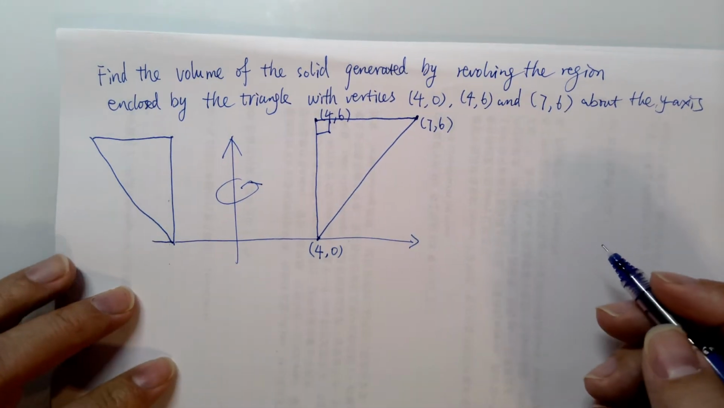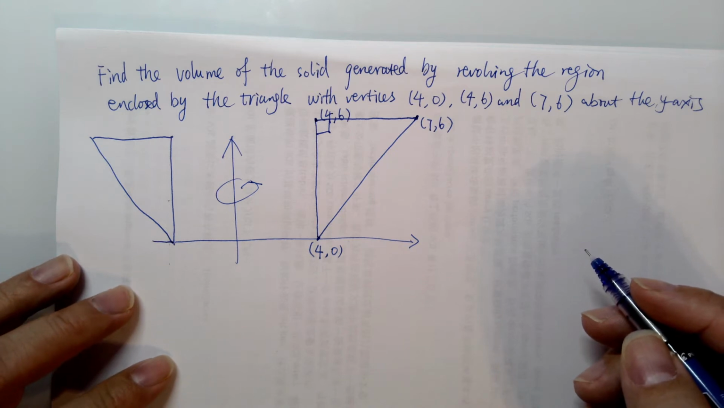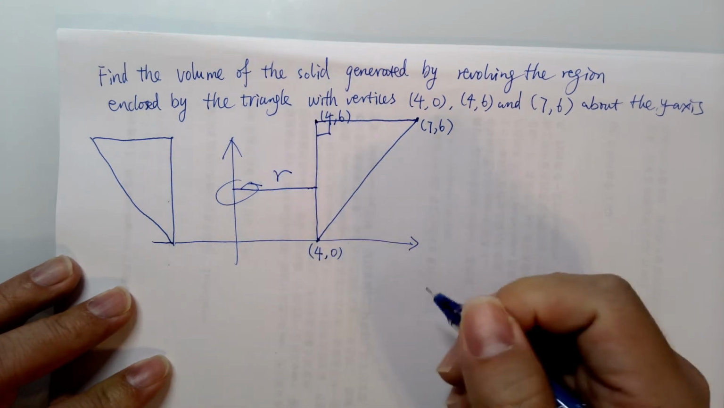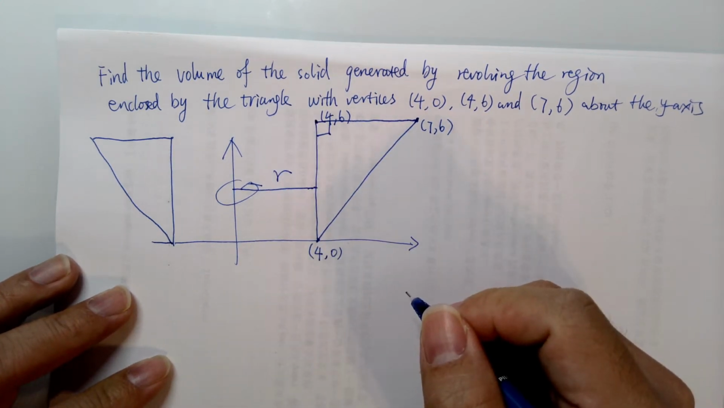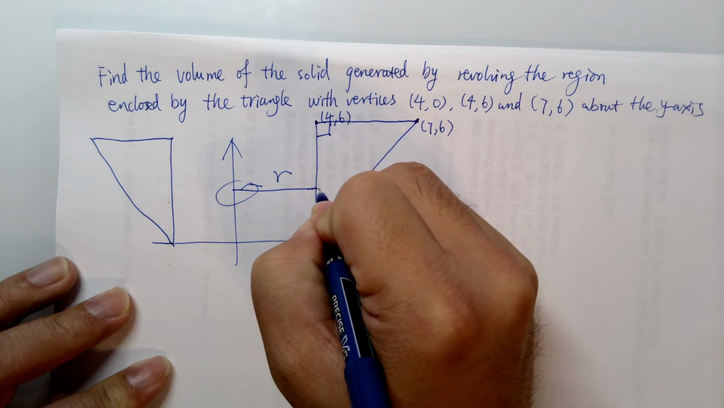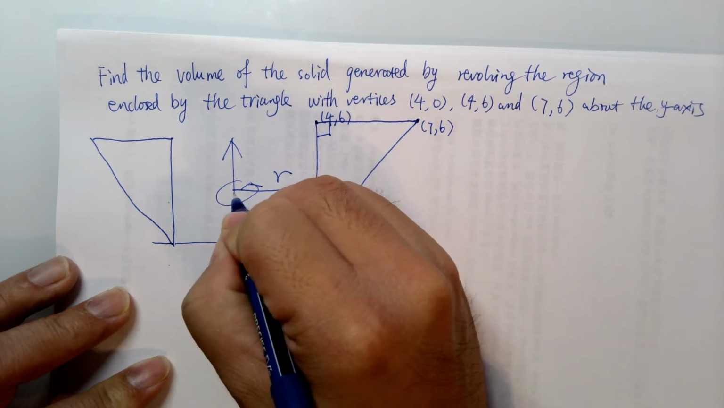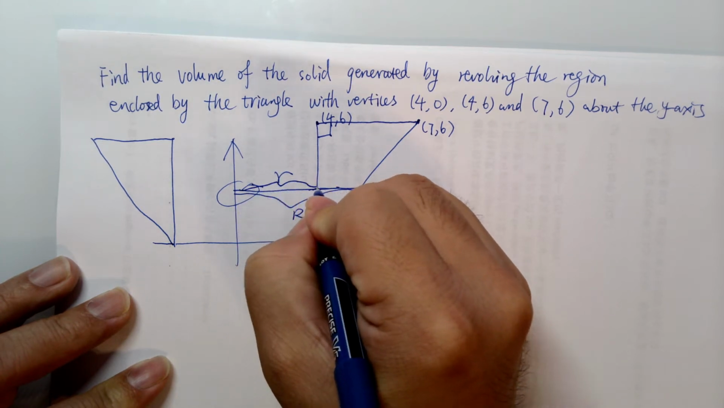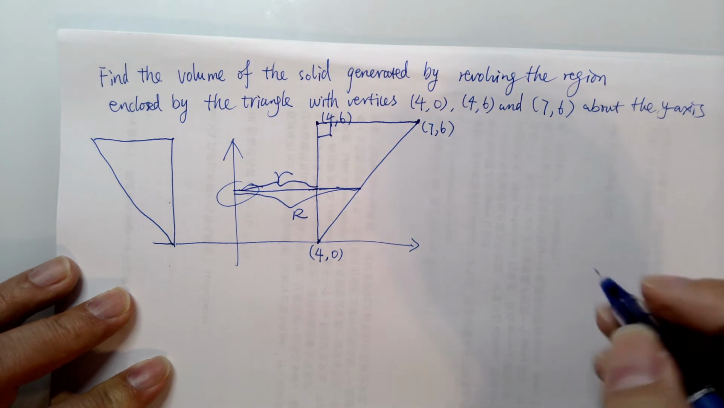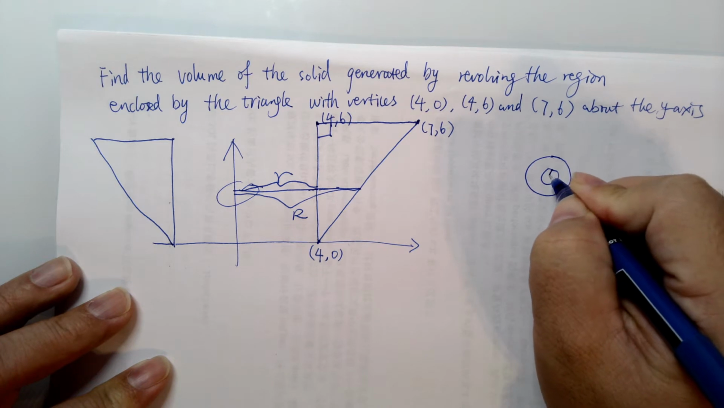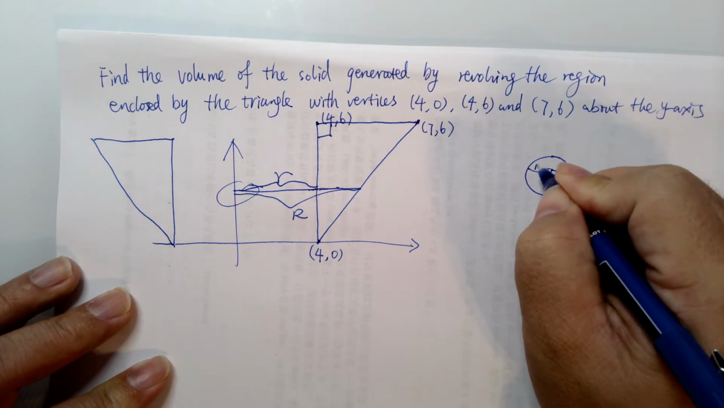So if we want to use the washer method, notice that this is going to be the smaller radius, right? And this guy, from here to here, this part, so maybe I call this small r, and this the big R, okay? And then remember the idea, little r, capital R, right?